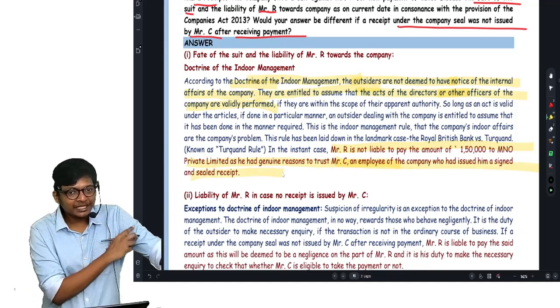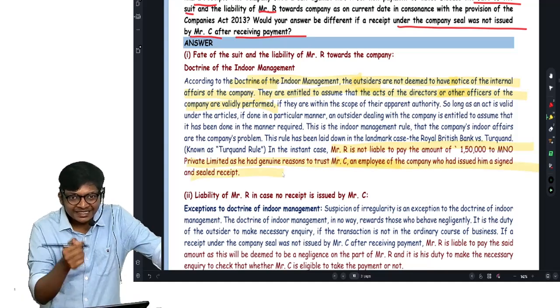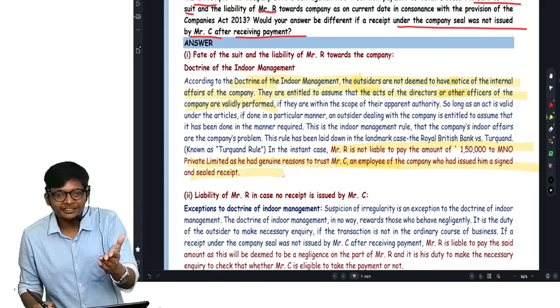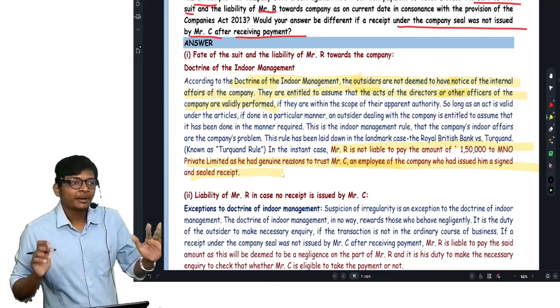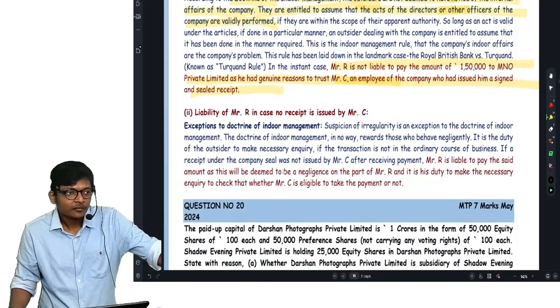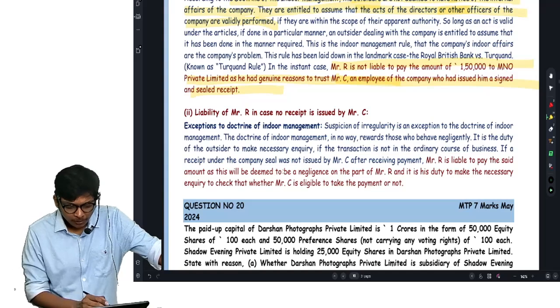C, who is the employee who also gave a sealed receipt. Why do you need the Companies Act for this? Common sense. This common sense only is the doctrine of indoor management. If you write that, full marks. Okay. Following guys. Sir, you tell me, common sense guys.